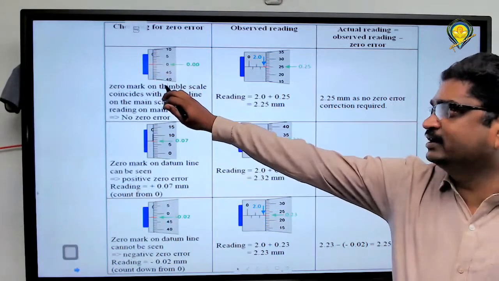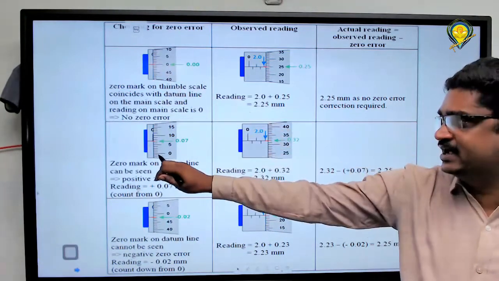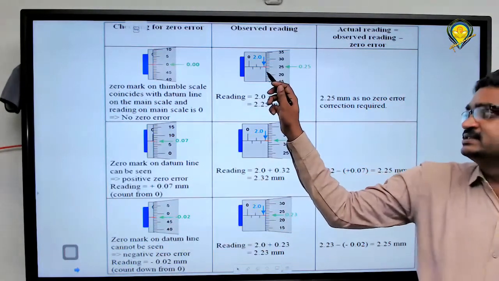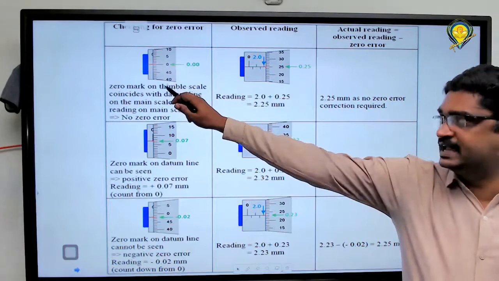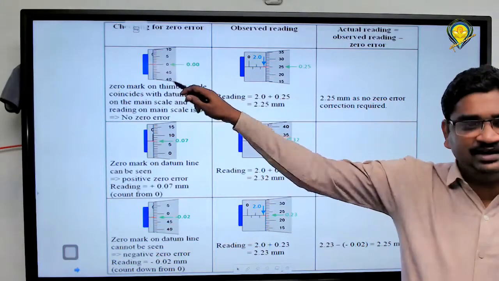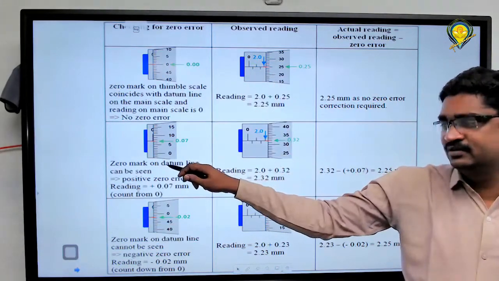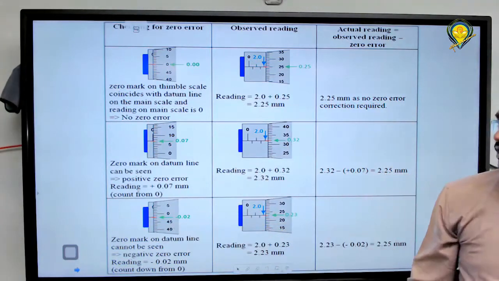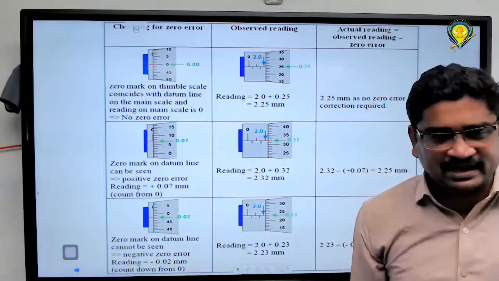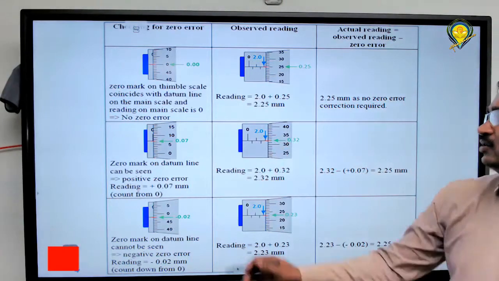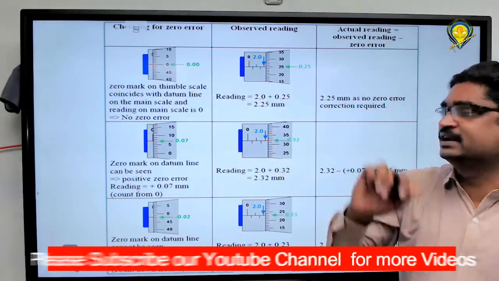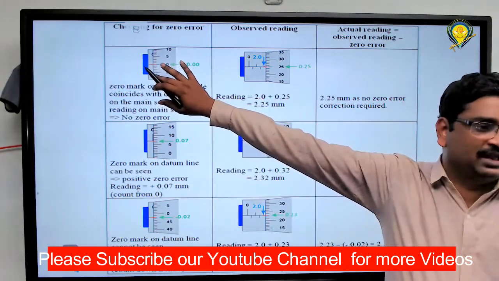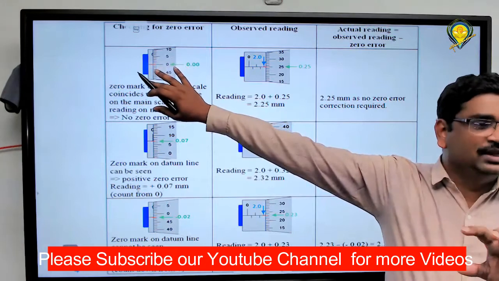Here, the first one is without any object, this one also without any object, and this one also without any object. This one is with the object. Same screw gauge, this one is without object, this one is with the object. Now check once, is there any error? No zero error. This one is without object, so there is no error. We can conclude that there is no error.